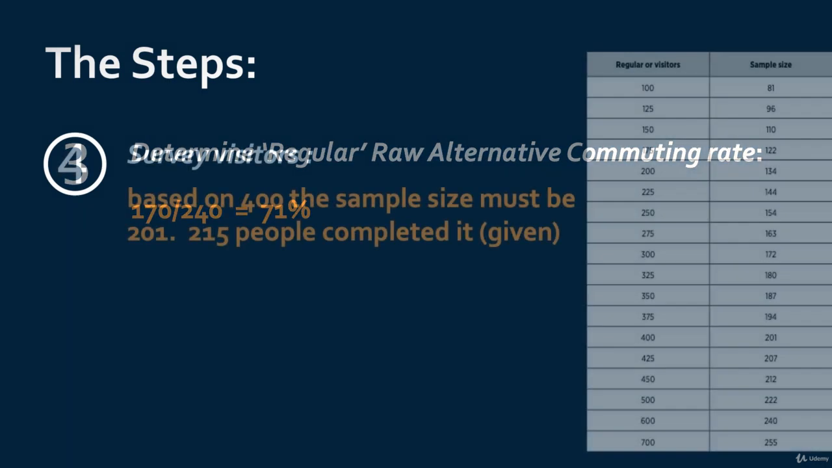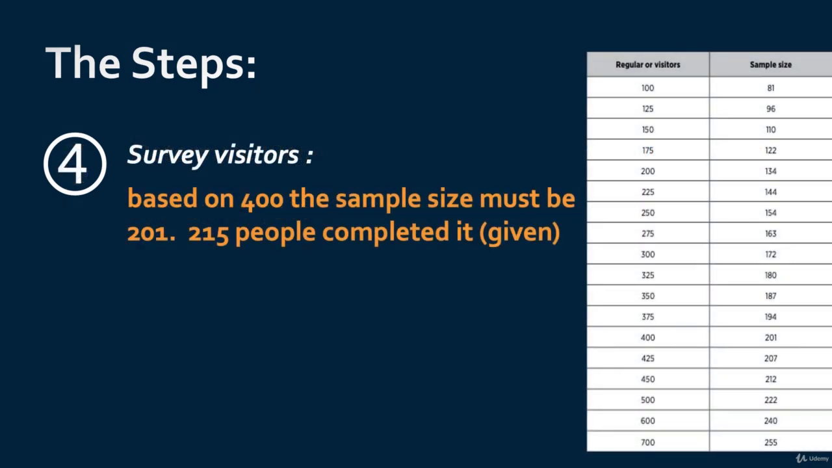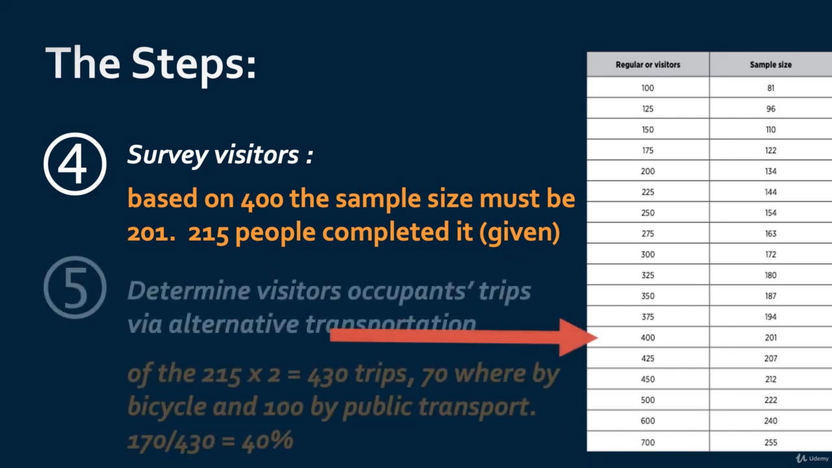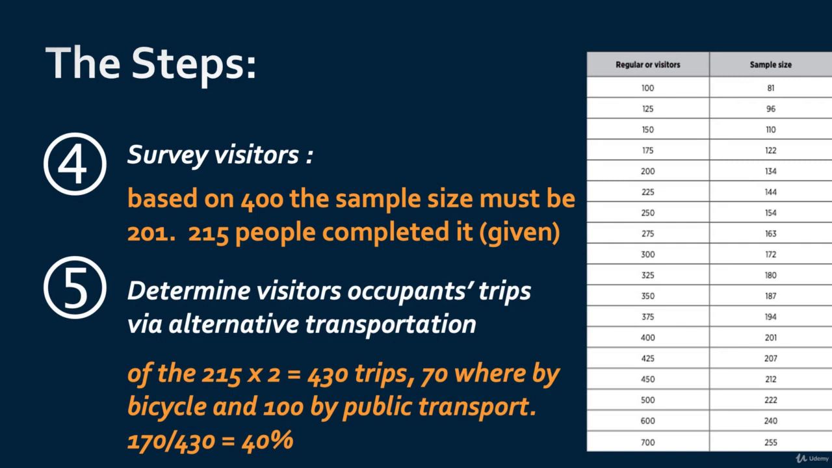Now we need to do something similar for the visitors. So based on the 400, the sample size must be 201. You can look it up from the table on the right. And in this particular case, I give you this data, 215 people completed it, so meeting the thresholds.